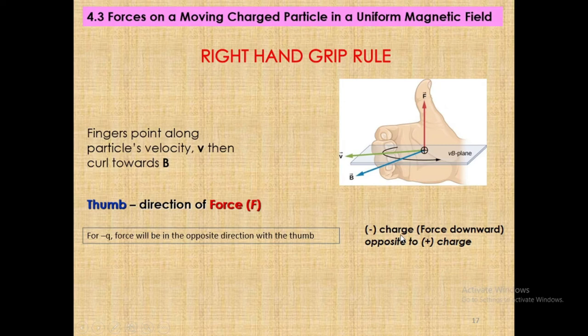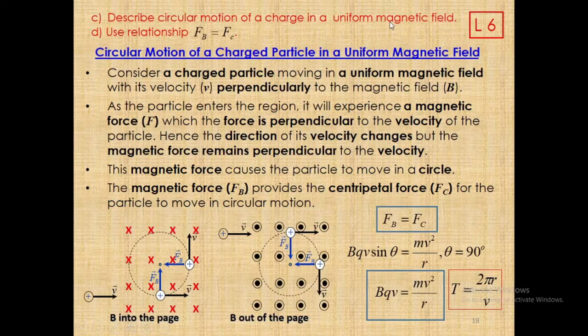Alright. So I would like to describe the circular motion of a charge in a uniform magnetic field, and then use the relationship between FB equal to FC. So if we refer to the first diagram here for the cross section of the magnetic field, we have a charged particle moving in a uniform magnetic field which is perpendicular to the magnetic field. So V is upward, and then the magnetic field is into the page, so it will be perpendicular.